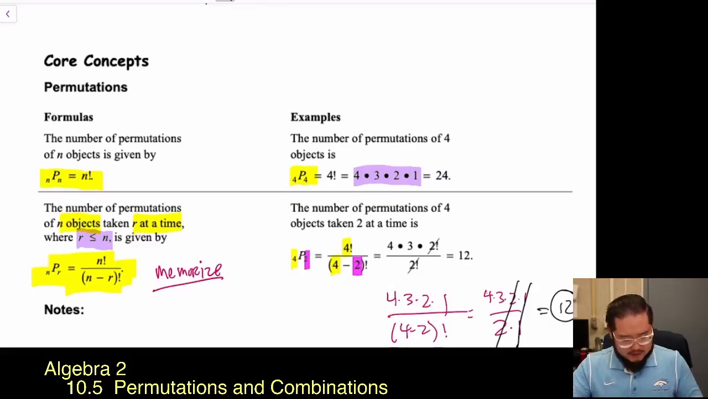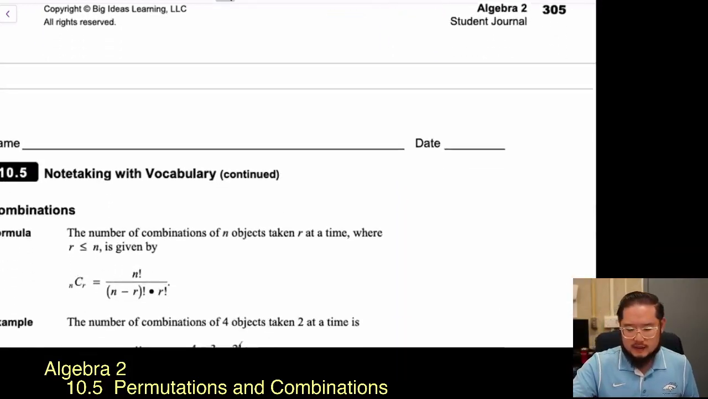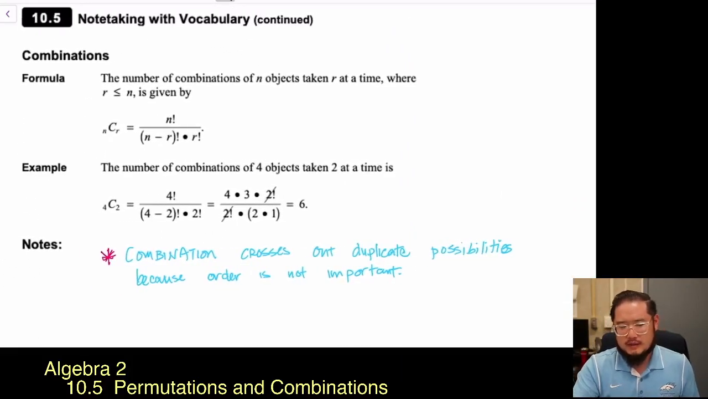All right, let's go ahead and move on and take a look at combination. A combination is the number of combinations of n objects taken r at a time, where once again r is less than or equal to n. And right here, the equation is a little more complicated. Let me go ahead and put this right here, and make sure you memorize it.